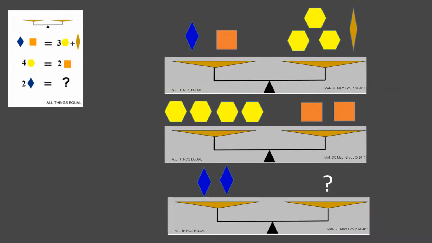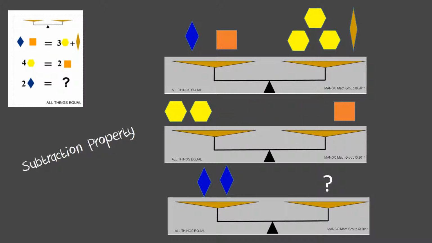So now that I have my scales set up, I can look at them and see, is there anything I can do to these to make it more simplistic for me to understand? I know that 1 square equals 2 hexagons because 2 squares equals 4 hexagons. So I can remove the 1 square using the subtraction property and the 2 hexagons. That means anywhere else in this problem, I can remove the 1 square and the 2 hexagons to simplify my problem. So now I have a blue rhombus equals a yellow hexagon and a tan rhombus.